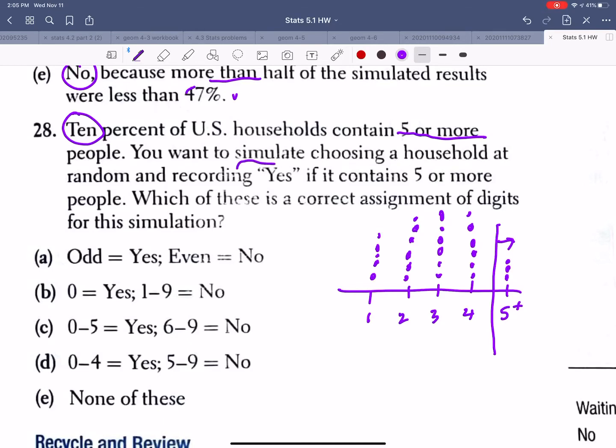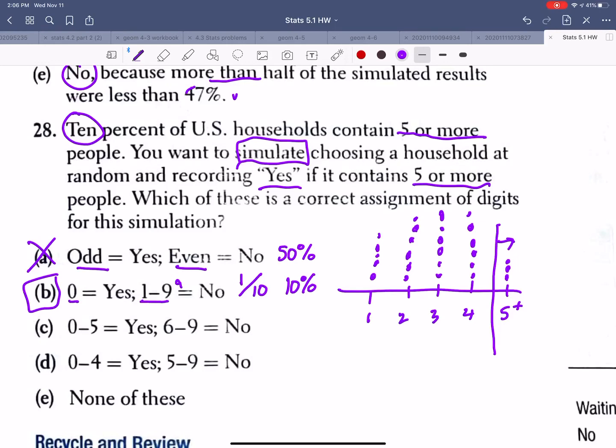If we were going to simulate this, how might we do that? By recording a yes if it contains 5 or more. So this one, if we said odd is a yes and even is a no, that would happen 50% of the time, and we're looking for 10. This one, we have 1 0, right? And there's 9 of these, right? So that would mean 1 yes out of a total of 10 no. That's 10%. So I like this one.